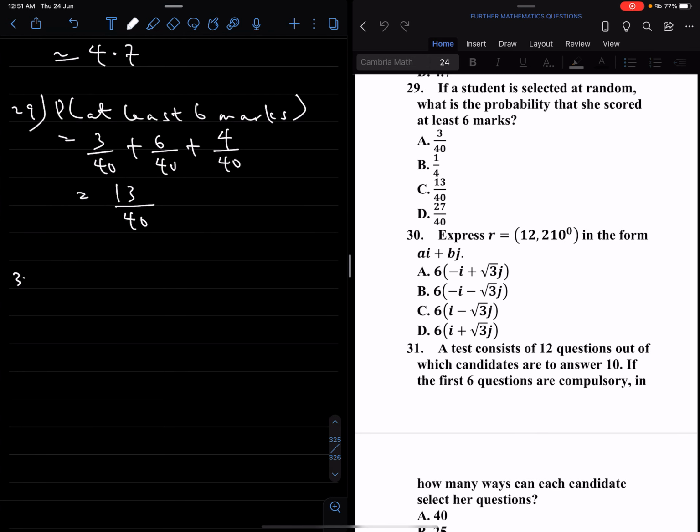And to the next one, which is number 30: express r equals 210 degrees in the form Ai plus Bj.